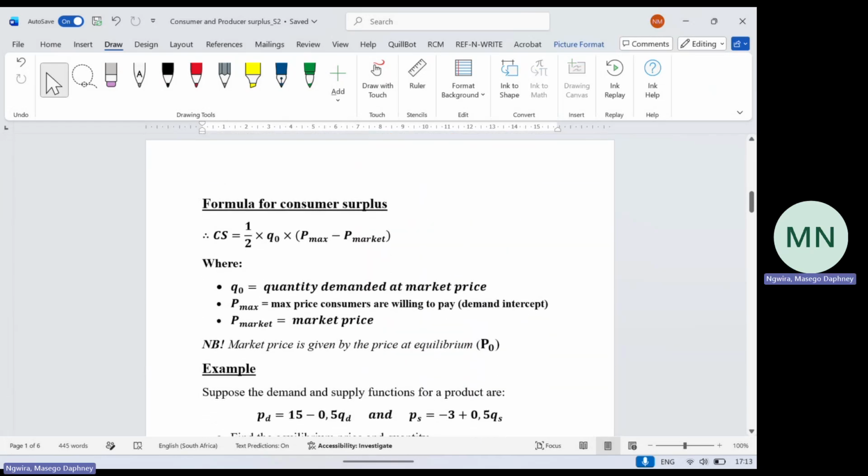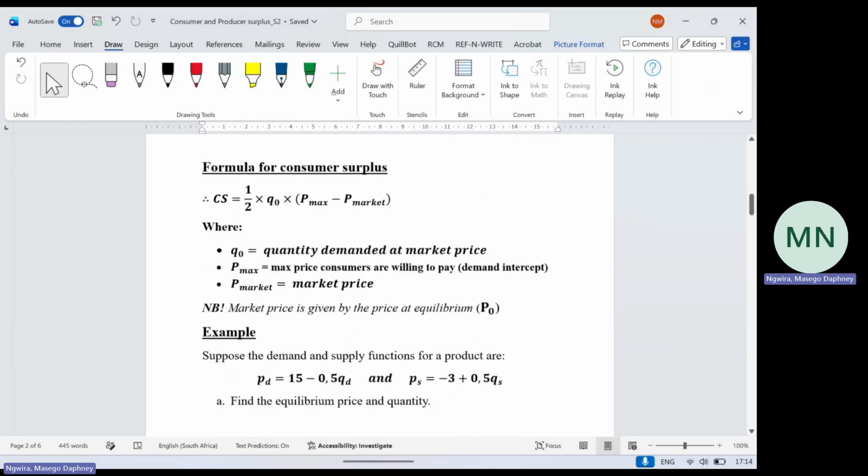And now we have the formula for consumer surplus. CS is equal to half times Q0, times P max minus P market. The Q0, we all know, is the quantity demanded at market price. And P max is the maximum price consumers are willing to pay, which is the demand intercept.